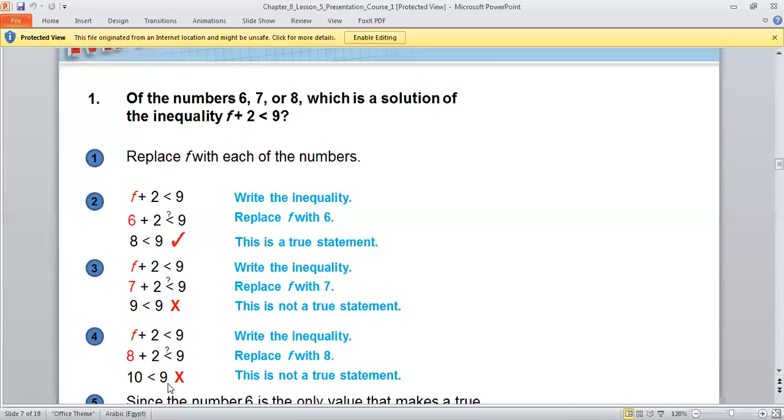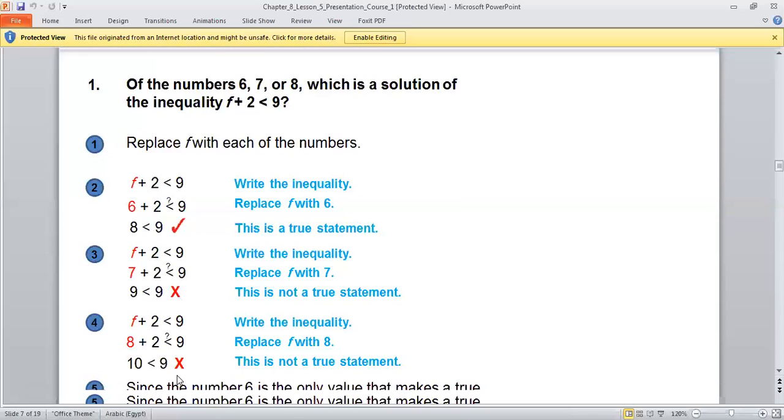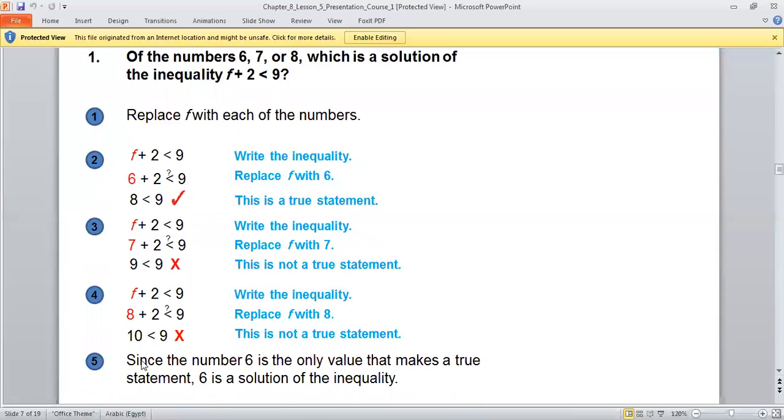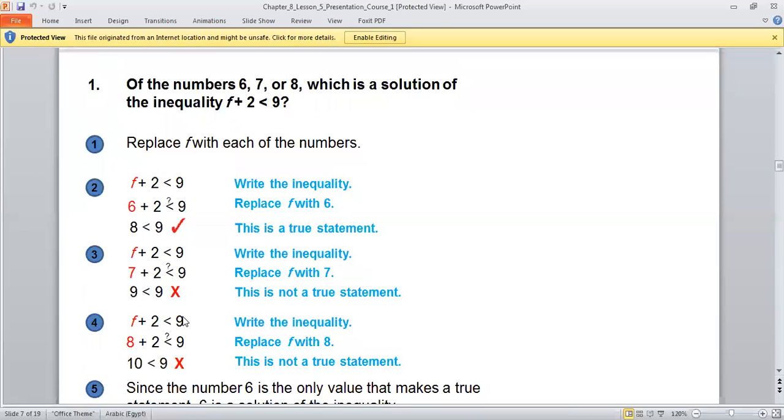Is 10 less than 9? No, 10 is greater than 9. So this one is wrong. What is the right answer? Look with me. Since the number 6 is the only number that makes this true, the solution here is 6 only. So if I have 3 choices, 6, 7, 8, in this example the only true answer is 6.